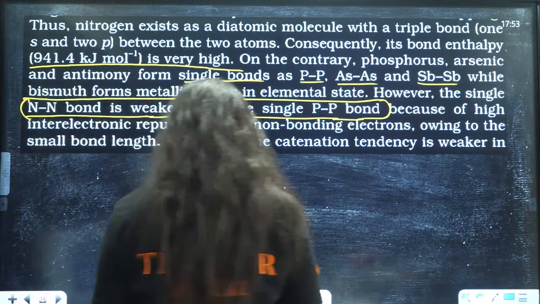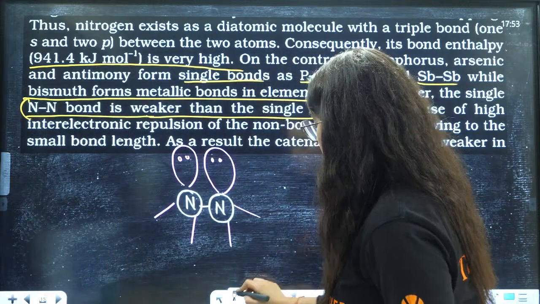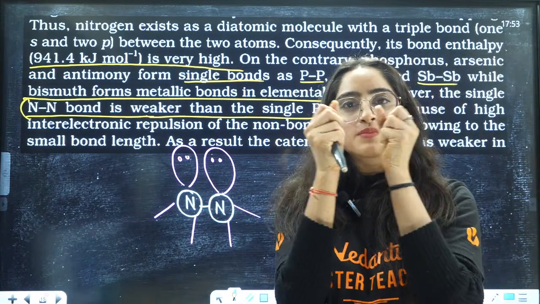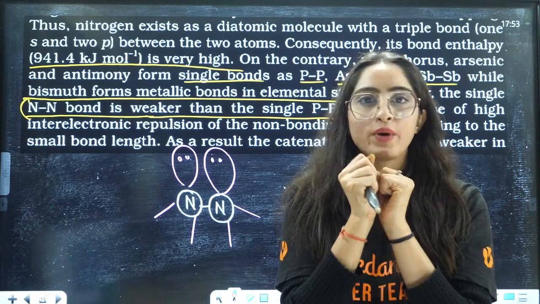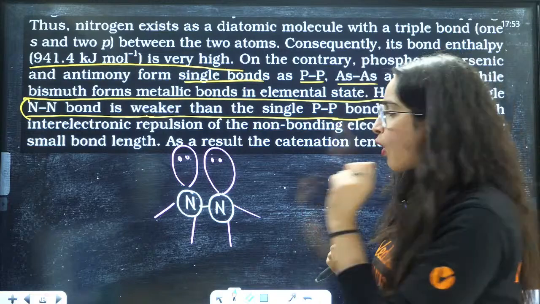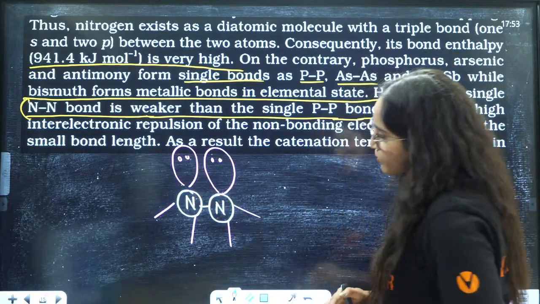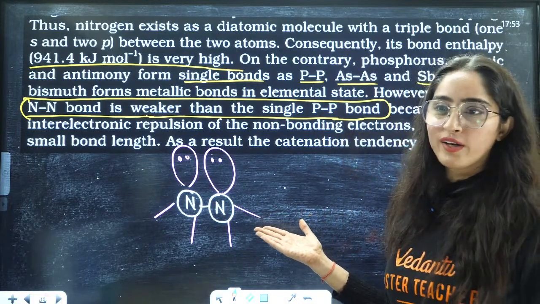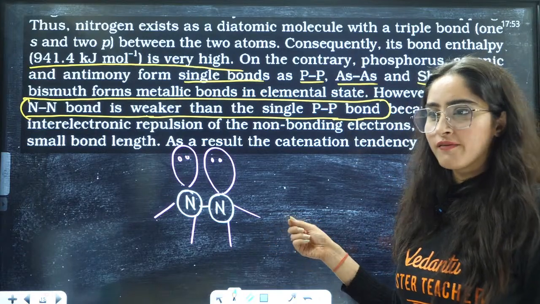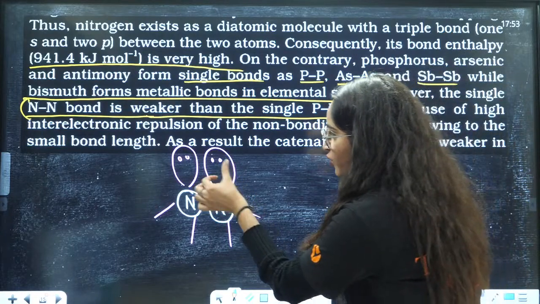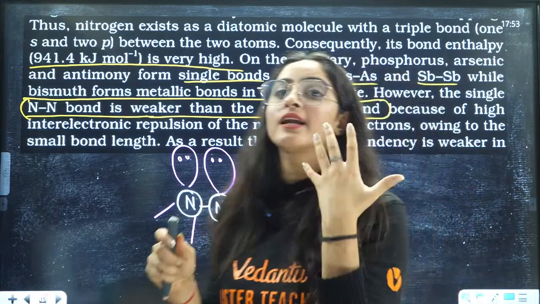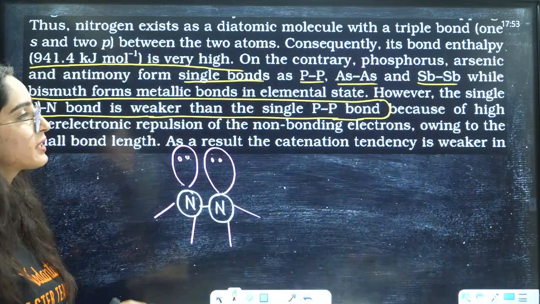Now, the lone pairs will have repulsion, right? Because of the small size of nitrogen, two atoms are very close to each other. The bond length is very small. Because of this, there will be repulsion. It looks like some guy I have drawn here, right? This is how chemistry ma'am will draw things. So here this lone pair and this lone pair will repel each other, and because of that repulsion, this bond will become weak.